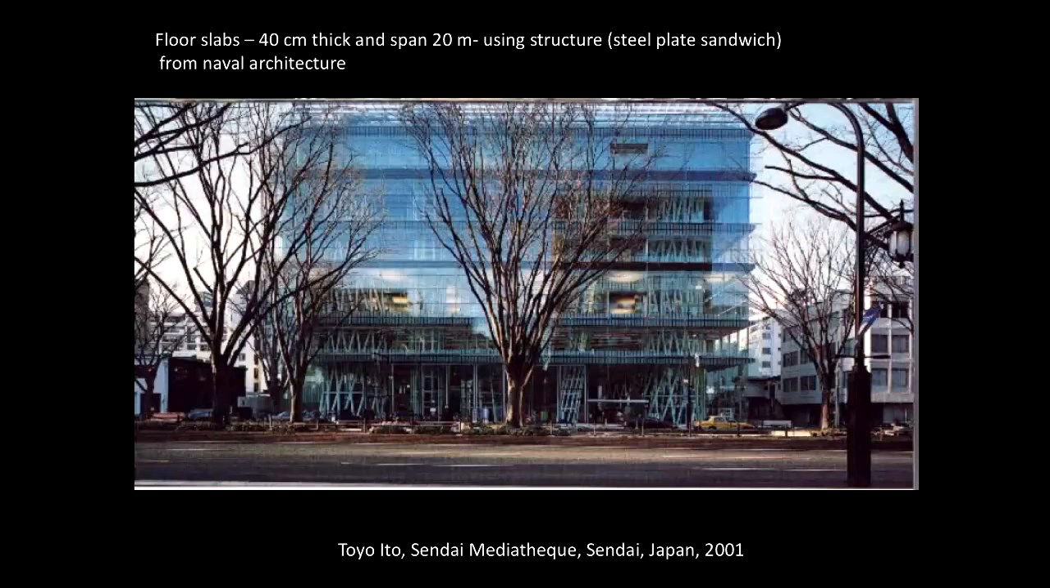They're only 40 centimeters thick, and they span 20 meters wide. And they're able to do this by using the steel plate sandwich that we saw being used in the pavilion. It's only then that you can have this quite rigid floor plate, but thin as possible.